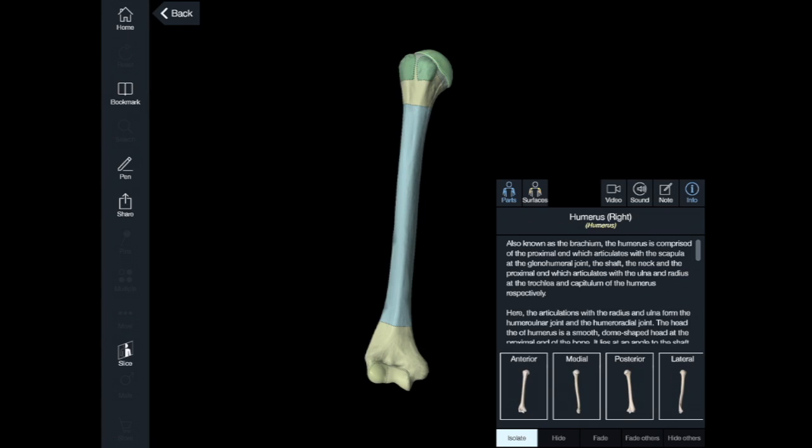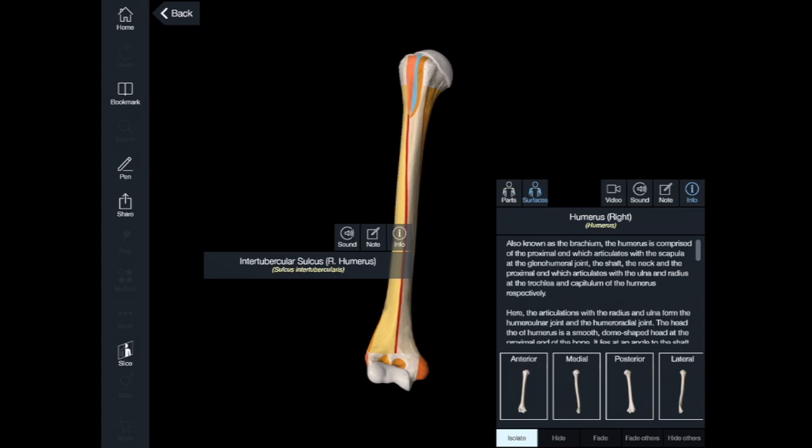Below the head, we've got the anatomical neck. Below the anatomical neck, we've got two tuberosities, the greater tuberosity and the lesser tuberosity. They are separated by a groove that is called the bicipital groove, or the intertubercular groove. The intertubercular groove has got two lips. The lateral lip is called the crest of the greater tuberosity, and the medial lip is called the crest of the lesser tuberosity.